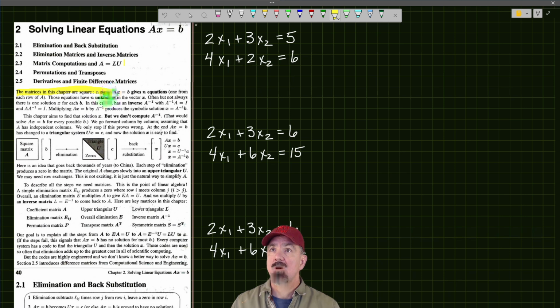Matrices in this chapter are square. So in chapter 3 we'll talk about generic systems of equations. Here we're going to talk about systems Ax = b where we have n equations and n unknowns.